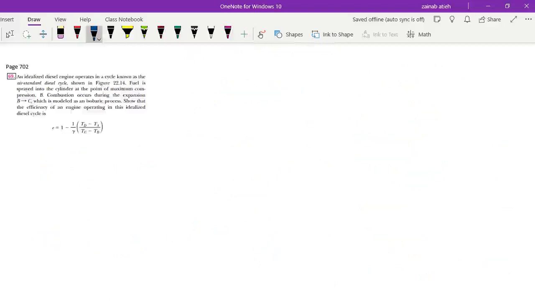Now problem 69, page 702. An idealized diesel engine operates in a cycle known as the air standard diesel cycle shown in figure 22.14. Fuel is sprayed into the cylinder at the point of maximum compression B. Combustion occurs during the expansion BC, which is modeled as an isobaric process. Show that the efficiency of an engine operating in this idealized diesel cycle is e, or eta, equals 1 minus 1 over gamma, where gamma is the adiabatic constant, times (TD minus TA) over (TC minus TB).